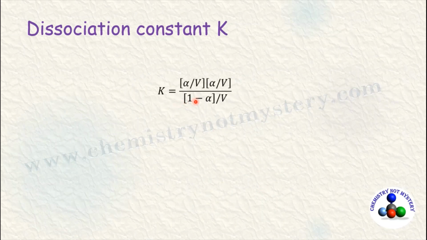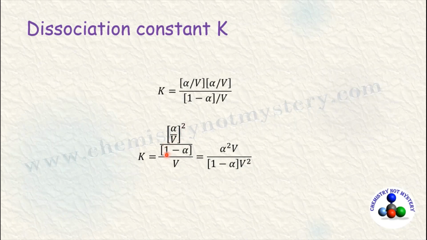Now solve this equation. So here you will get alpha over V whole square divided by 1 minus alpha over V. When you simplify this equation, you will get alpha square multiplied by V divided by 1 minus alpha into V square.